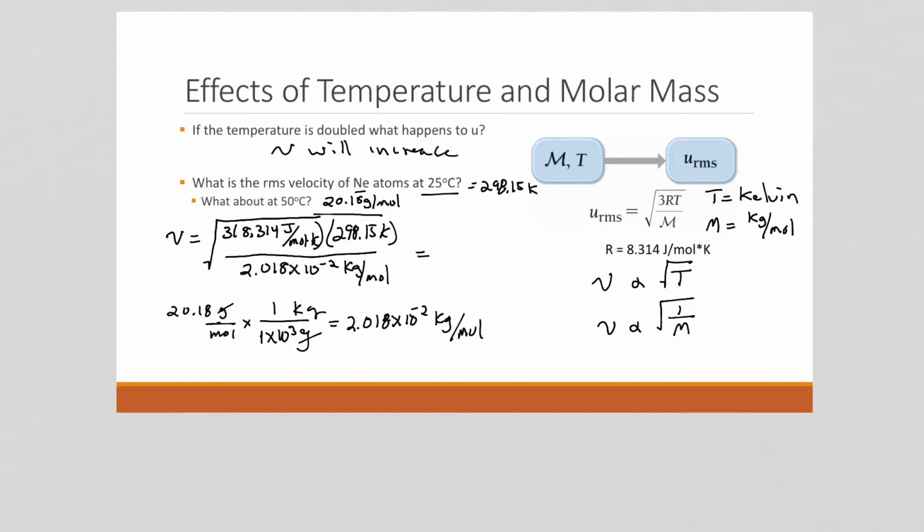Okay, so if I plug all this math in here, I get 607, if I do it to 4 significant figures. So let's plug that in. So we get 3 times 8.314 times 298.15 divided by 2.018 times 10 to the minus 2. And as I do these, make sure you're following along. Make sure you can see the calculations. Make sure that you're coming up with the same answers.